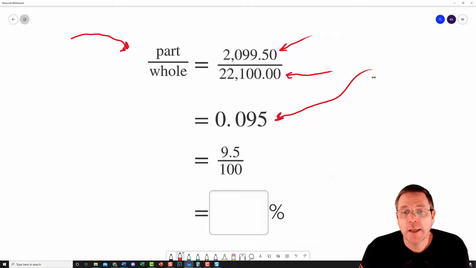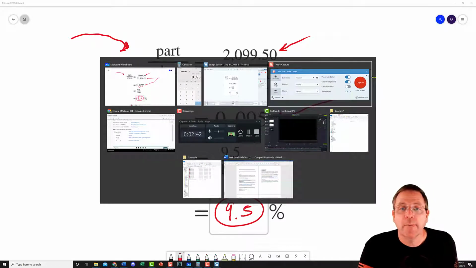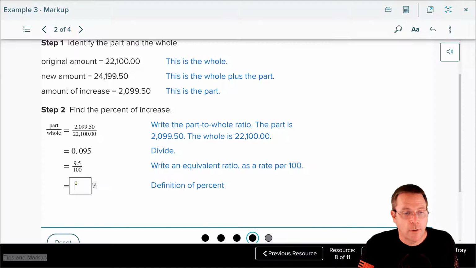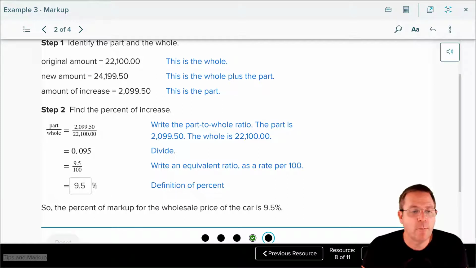0.095, to change that to something over 100, all you do is take your decimal and go 2 spaces to the right, and now that gives you 9.5 over 100. And we know that anytime we compare a number to something over 100, our answer is going to be 9.5%. Easy math. Anybody can do this. Let's go back over here, put our 9.5 in, check it, and it checks well. So you can say that the markup is going to be 9.5% of the original price that the dealership paid for the car.